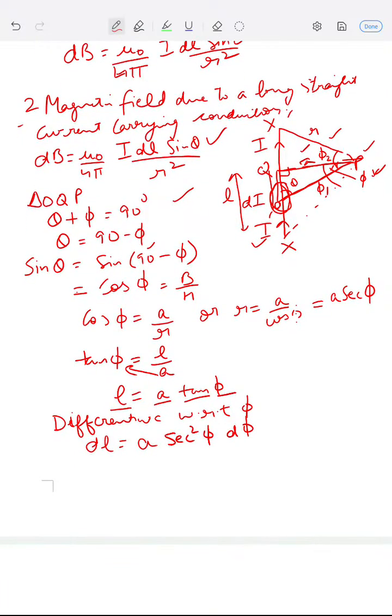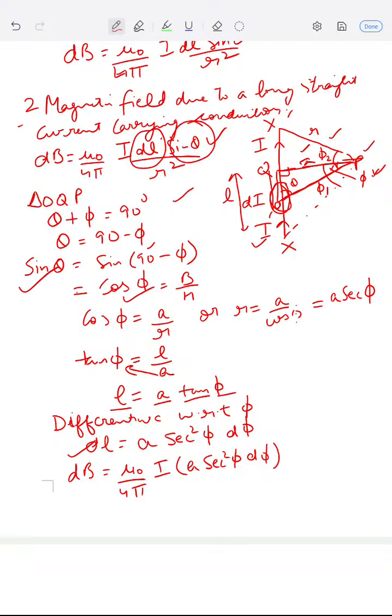So we have put this dl value here. So what is dB? μ0 upon 4π I. What is dl? a secant square φ dφ. What is sin θ? Sin θ is cos φ. So we have put the value of sin θ, that is cos φ.